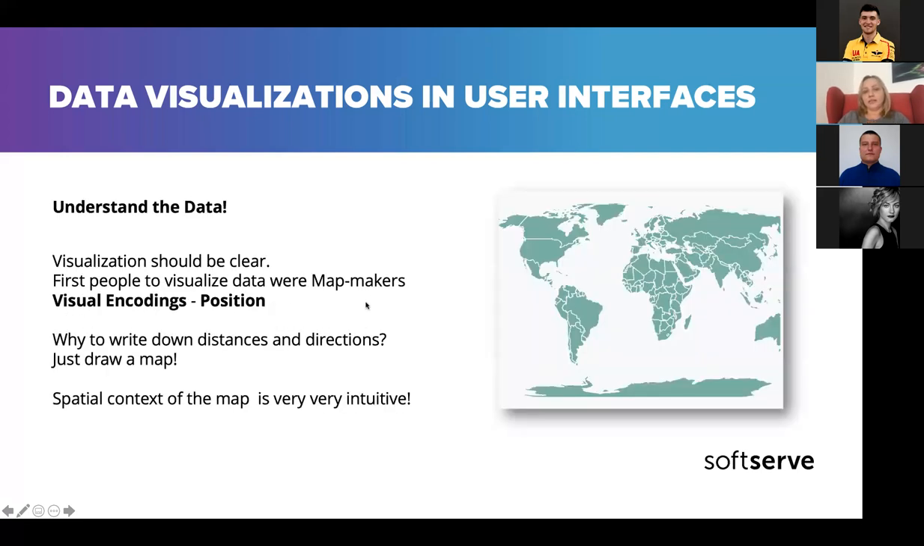So why the history of data visualization? The first data visualization makers were mapmakers, because it's very hard to pass information about distance and direction. The map was the first thing people came up with to simplify the data and make it easier and more intuitive to understand. Starting from that, we have visual position and visual encoding. We can also add to the map different colors, for example for different heights of ground. So it's very important to understand what encoding you will get in your visualization.